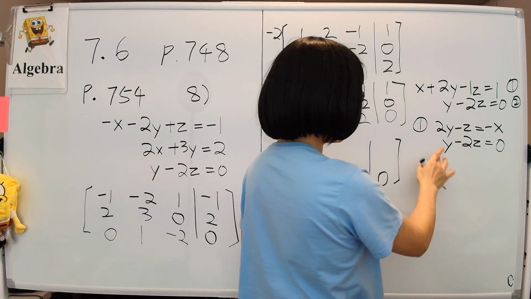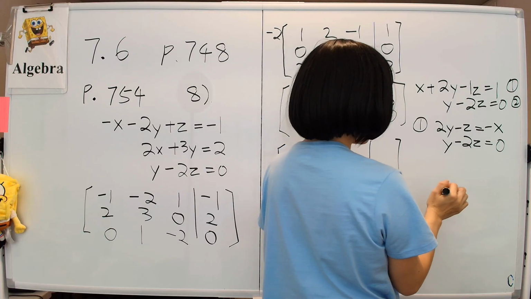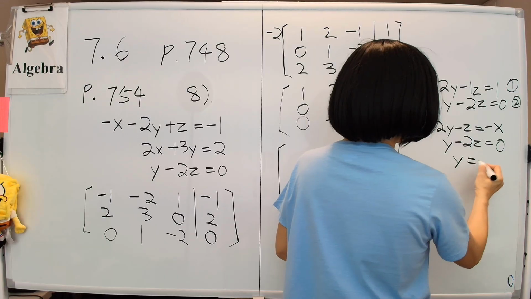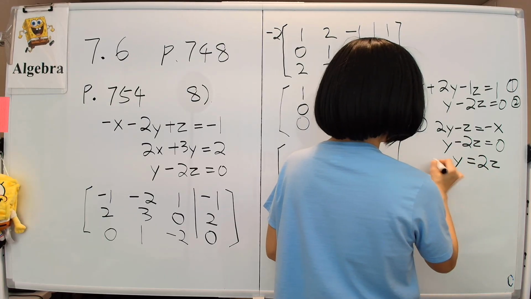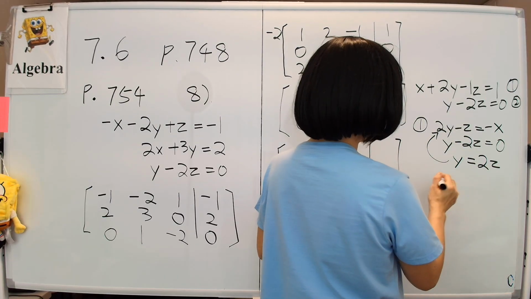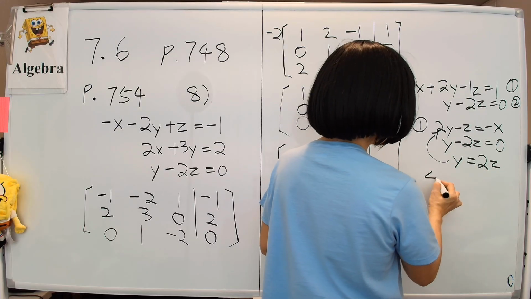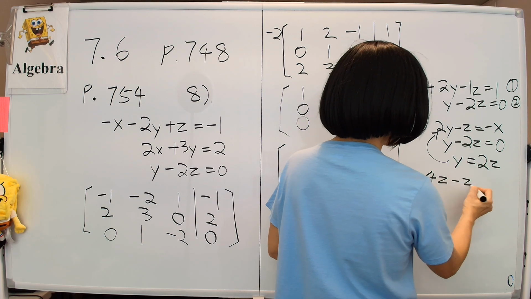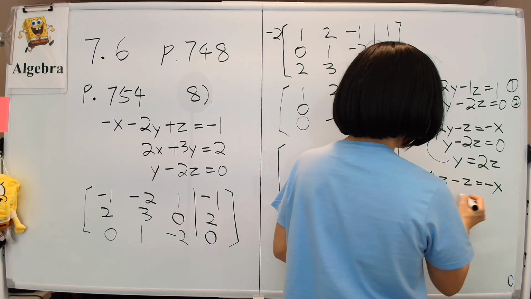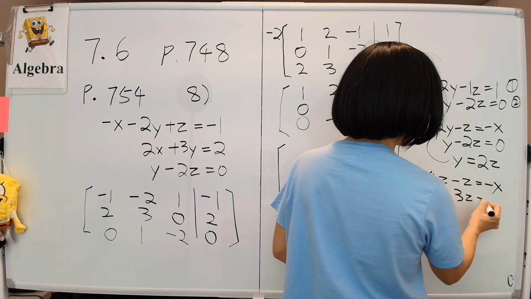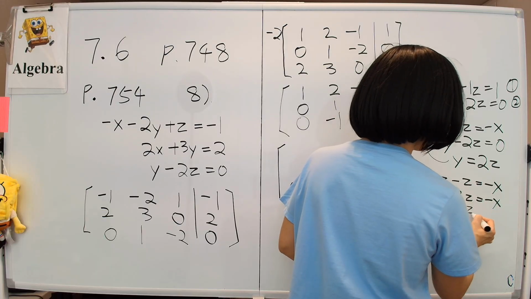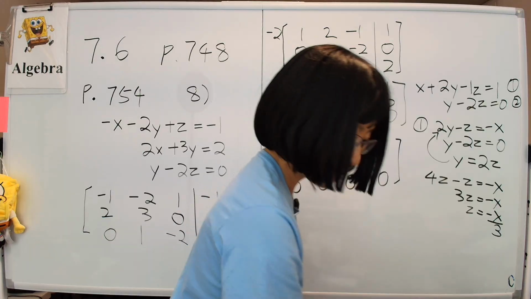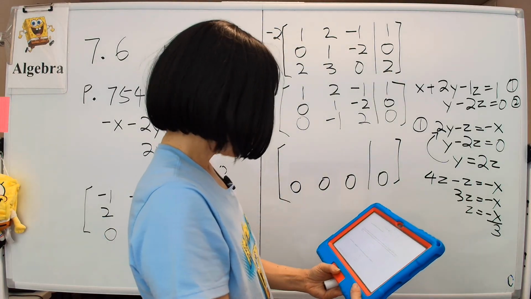All right, and now I'll plug it in here. Then we have y equals 2z, and plug it into this thing, okay? Then 2y becomes 4z. So we write down 4z, being that 2y becomes 4z. 4z minus z equals negative x. Then 3z equals negative x. And then z equals negative x over 3. And that should be correct.